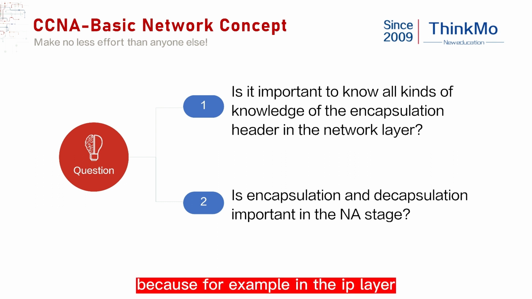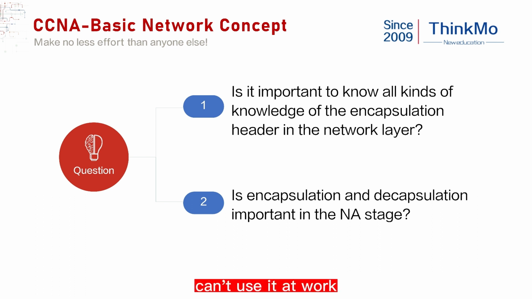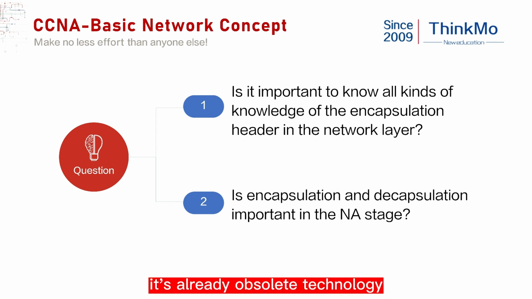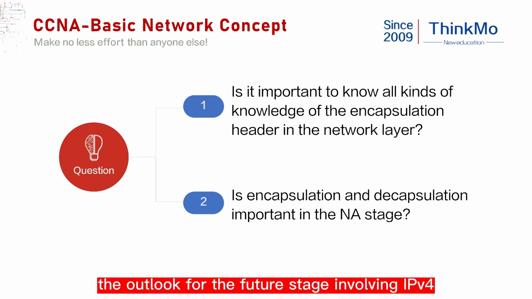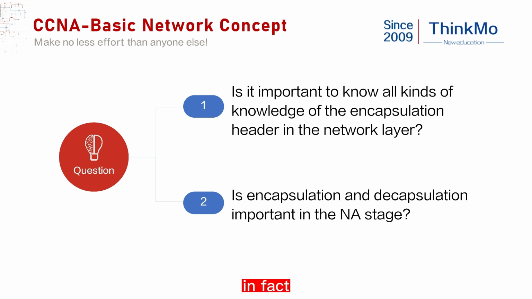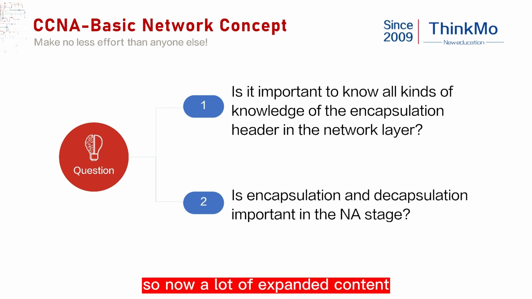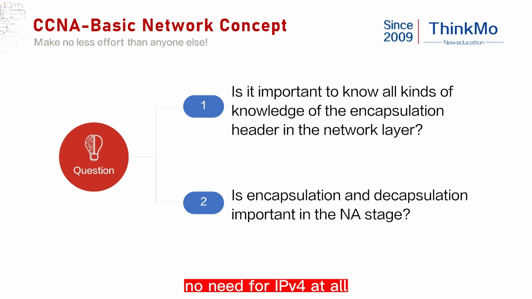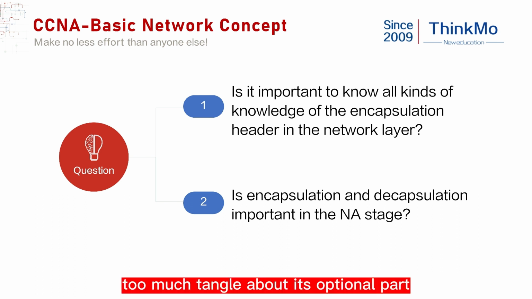For example, in the IP layer, the role of each field in each layer, in the end, you may not all learn, and can't use it at work. Many fields in IPv4 are already obsolete technology. In the future, IPv6 can achieve this, so a lot of expanded content has no need for IPv4 at all. So you don't have to tangle too much about its optional part.